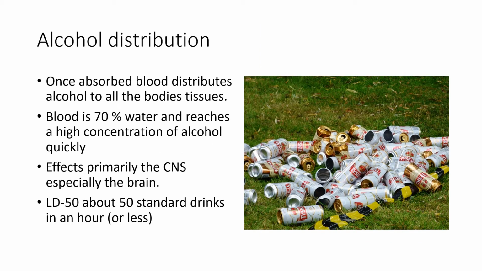Alcohol distribution. Once absorbed, the blood distributes alcohol to all the body's tissues. Blood is 70% water and reaches a high concentration of alcohol very quickly. It affects primarily the central nervous system, especially the brain. There is an LD50, LD meaning lethal dose, 50%. That is the lethal dose that will kill 50% of humans who are able to consume it without throwing up, is about 50 standard drinks in an hour or less.